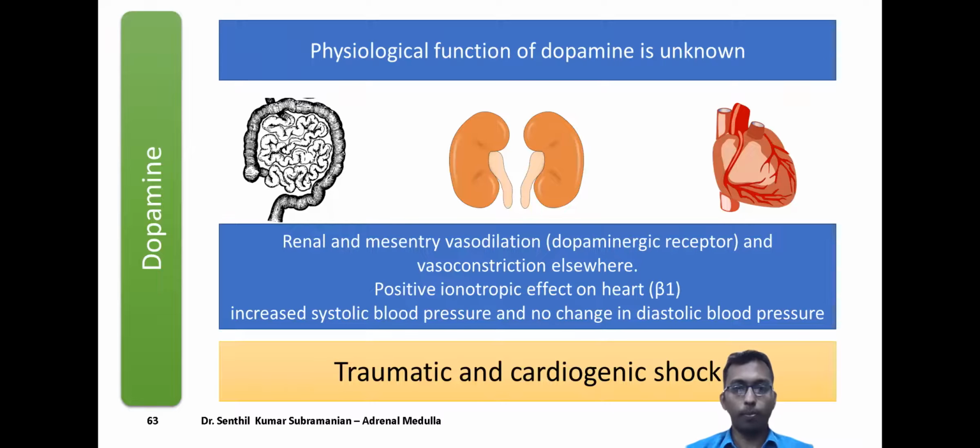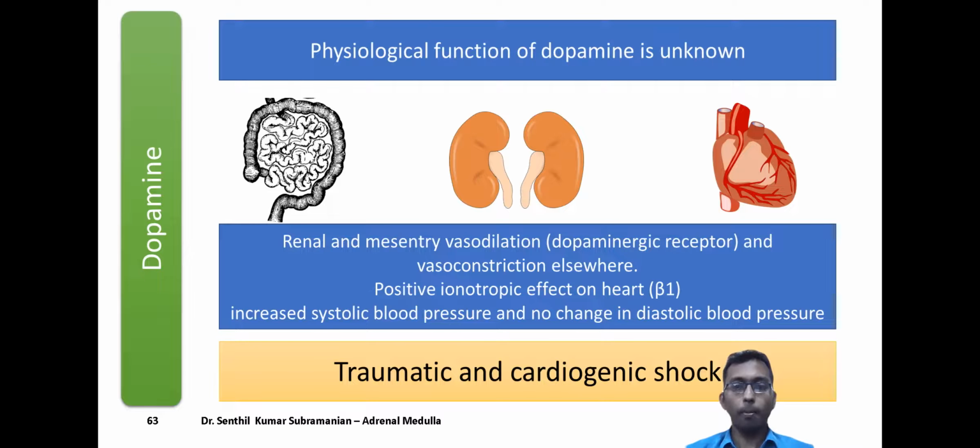Moving to dopamine, the amount of dopamine secreted from the adrenal medulla is very small. Further, the physiological function of dopamine is unknown. Pharmacologically, it has been found that dopamine infusion can increase vasodilatation in the renal and mesenteric vessels through its dopaminergic receptor, and cause vasoconstriction elsewhere.